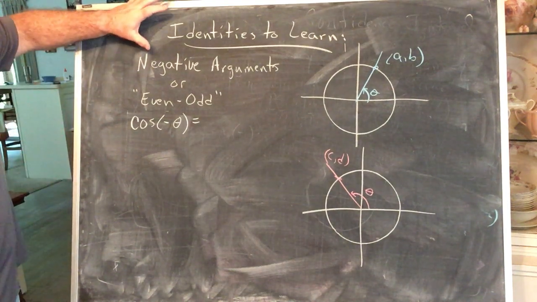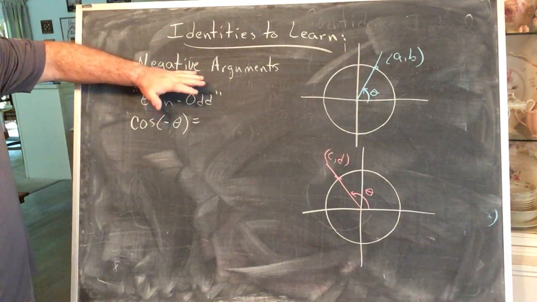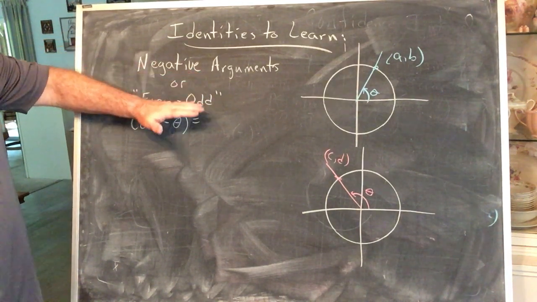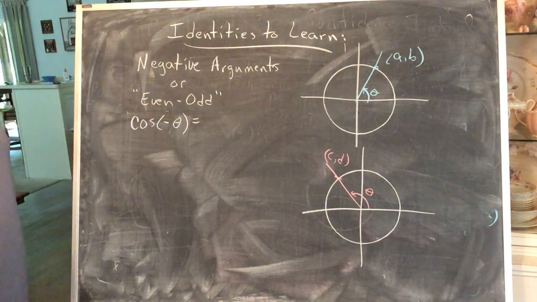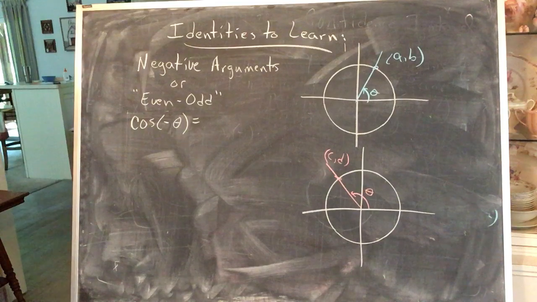Our next task is to figure out what happens with cosine of negative theta, with this negative argument. We're going to talk through the negative argument nomenclature, and then we'll talk about this even-odd nomenclature just a bit. So, cosine of negative theta, what happens when we have a negative argument?